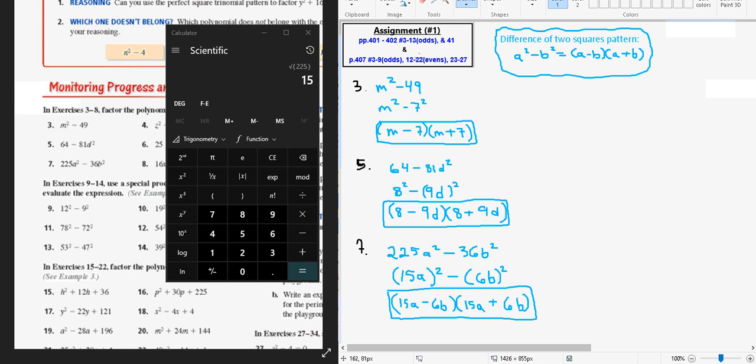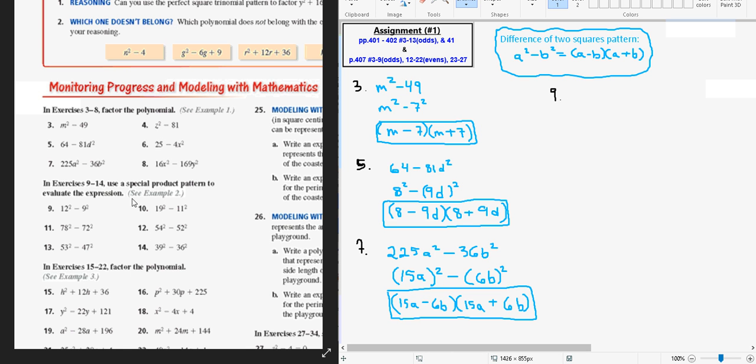We had to go through 13, so let's go to number 9. On number 9, it says use a special products pattern to evaluate the expression. Well, all of these are the difference of two squares, so that's what that special product pattern is. For number 9, we've got 12 squared, let's use a different color, let's go to green, 12 squared minus 9 squared. So this still is a squared minus b squared.